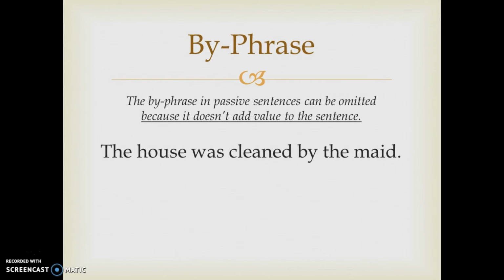In the second example, we see one example of a by phrase being omitted because it doesn't add value to the sentence. The house was cleaned by the maid. Now, perhaps I know I have a maid, you know I have a maid, everyone knows I have a maid. If I'm saying this, then it's not necessary for me to explain who cleaned the house because logically the maid would be the one cleaning the house. So in this case, I would just say the house was cleaned.